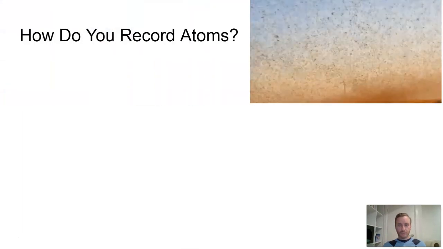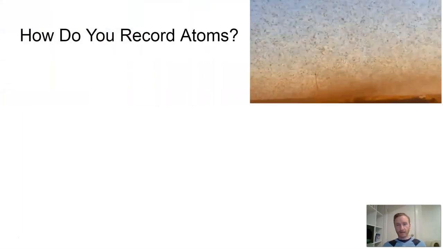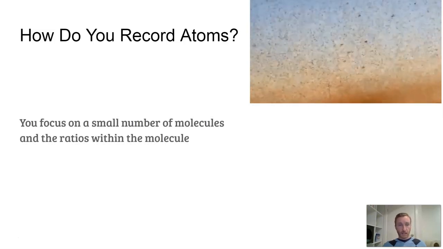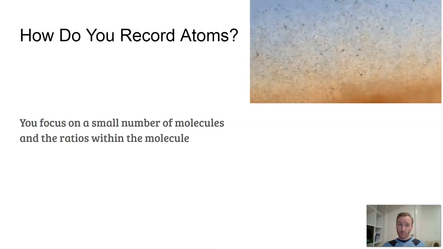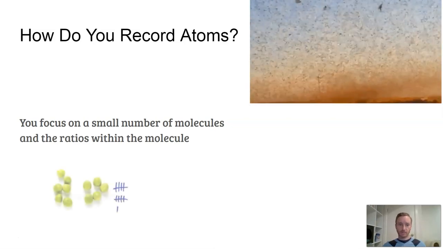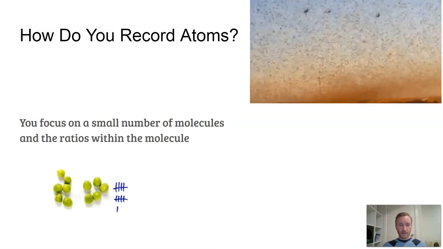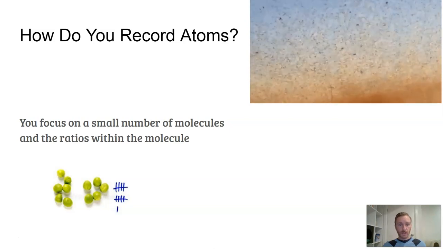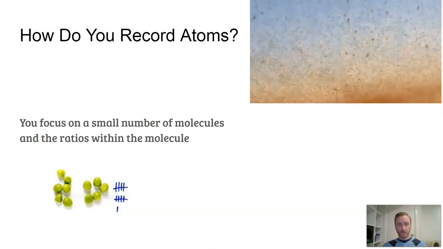Well, it can seem like there's an overwhelming amount of atoms, sort of like the locusts in the picture here, but how we do it is we focus on a small number of molecules and the ratios within those molecules. So similar to counting peas here, we break it down into one or two molecules and we focus on those ratios.